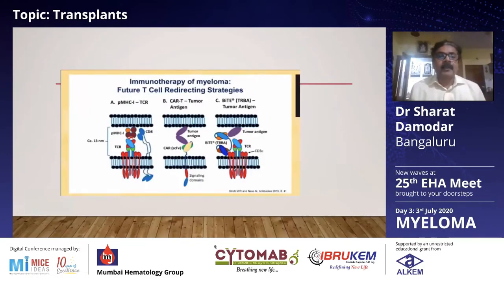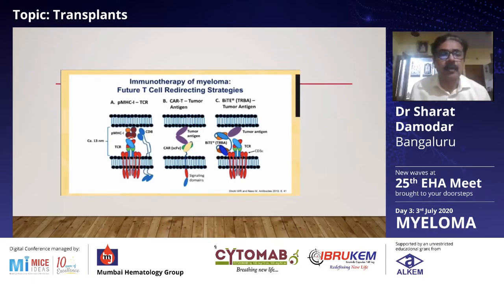Now, when you look at immunotherapy, primarily there are three areas where there is work going on. The first is whether you can actually do something on the T cell receptor itself, which goes and binds to the antigen on the tumor cell. And clearly, you need to bridge that gap of 13 nanometers, which is described there.